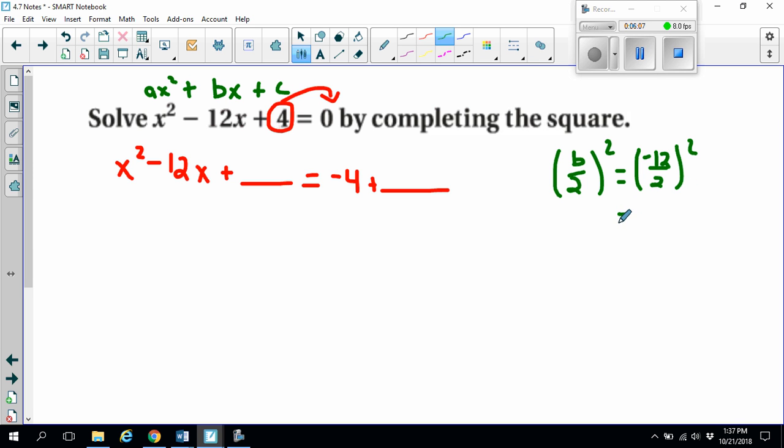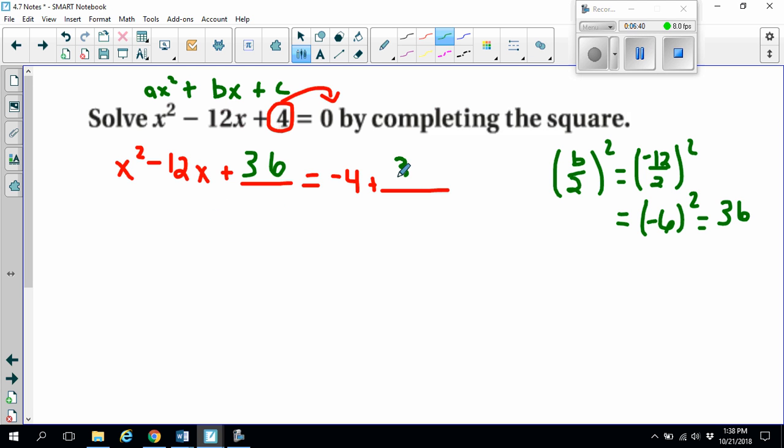So once I have that, I do negative 12 divided by 2 first, so what's in the parentheses. That gives me negative 6 squared, and then I plug that in. Now, make sure if you are plugging this into your calculator, you use parentheses around the negative. So negative 6 squared should give us a positive 36. So I add 36 to the left-hand side of my equation because now I have made this a perfect square trinomial, which allows me to factor the left-hand side.